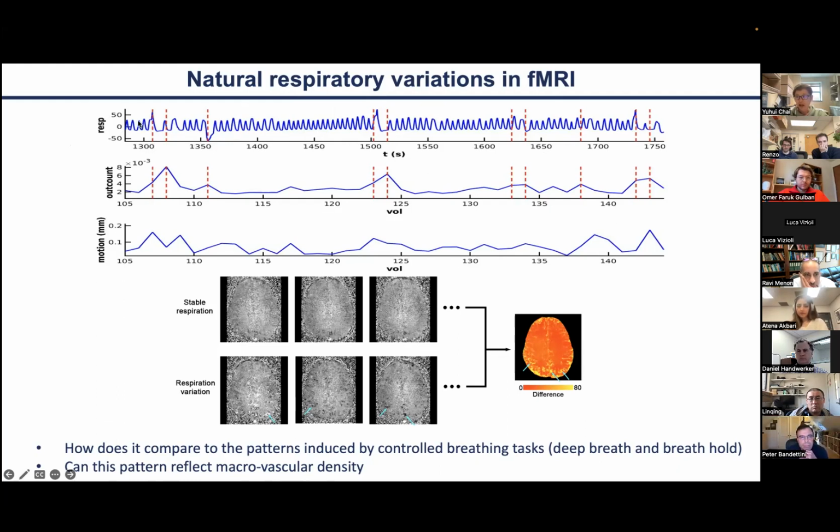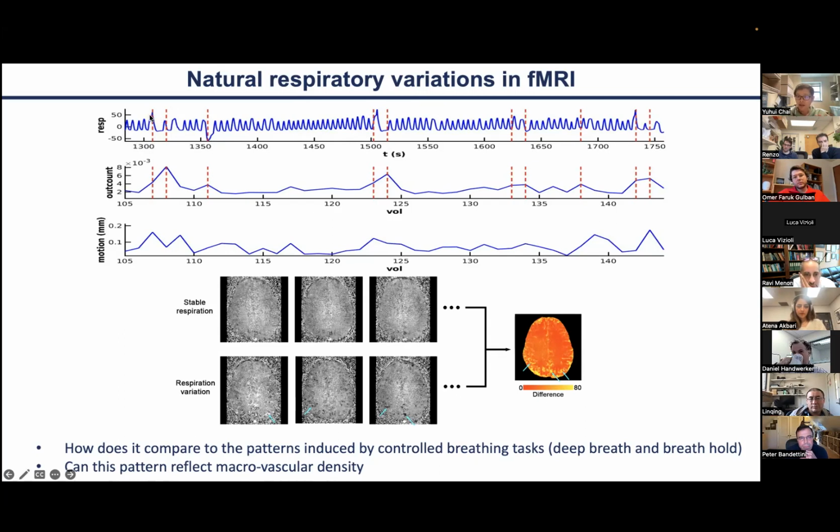The subject didn't do anything about respiration. They just did the normal fMRI. So the respiration is quite stable. But at the same time point, which is automatically detected, you can see that the respiration actually has some subtle change.